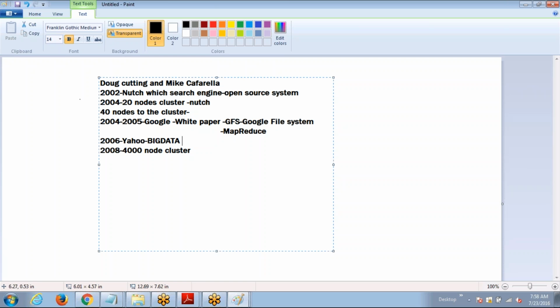So Doug Cutting's kid was playing with his elephant toy. At that time, the elephant toy's name was Hadoop. At the same time, Doug Cutting thought, hey, this elephant is big in size, huge in size. So why can't I use Hadoop as my product name?